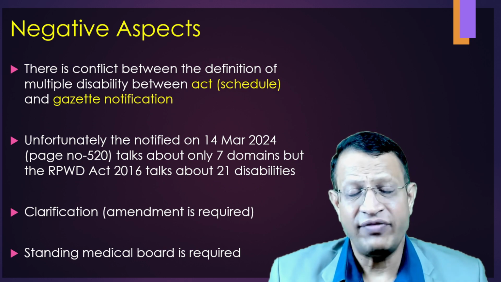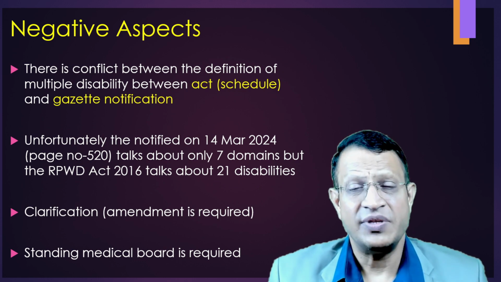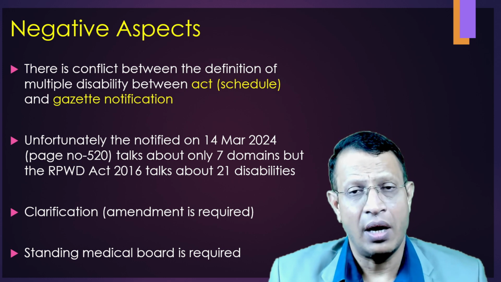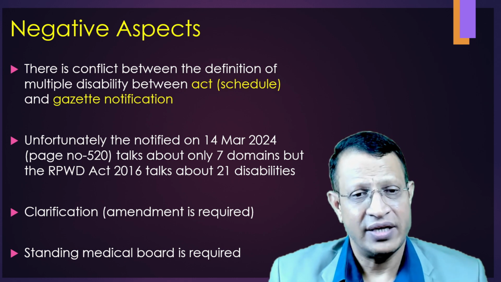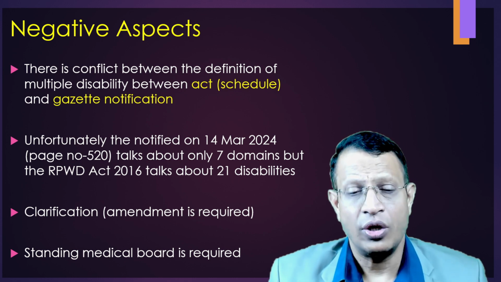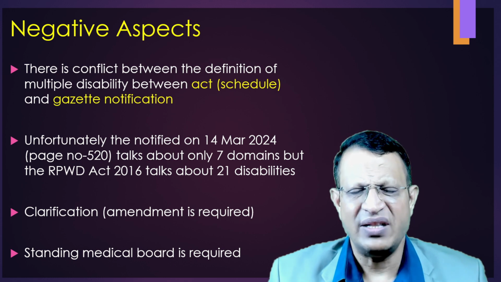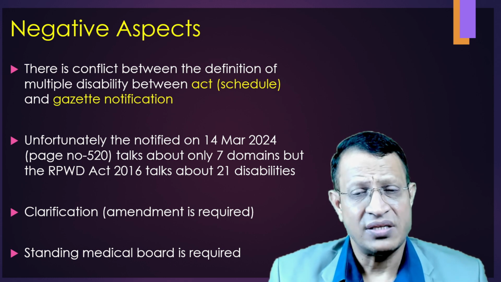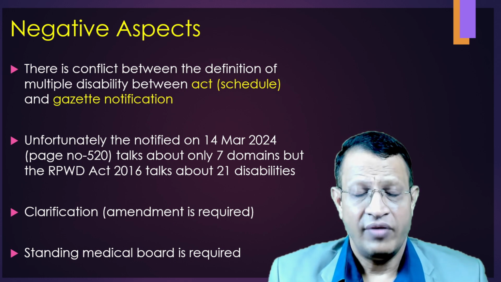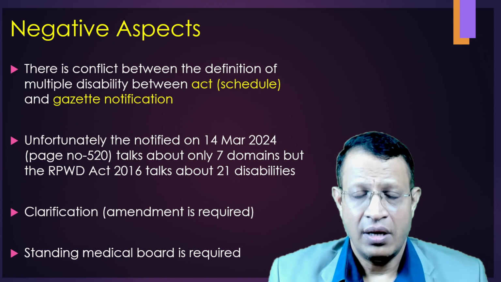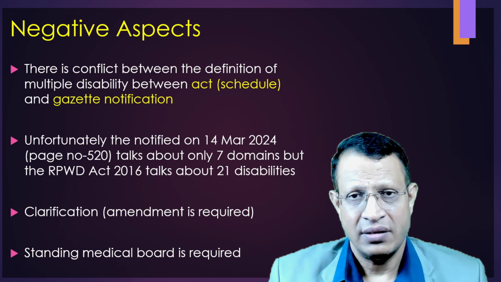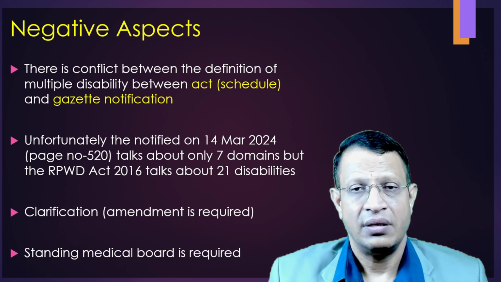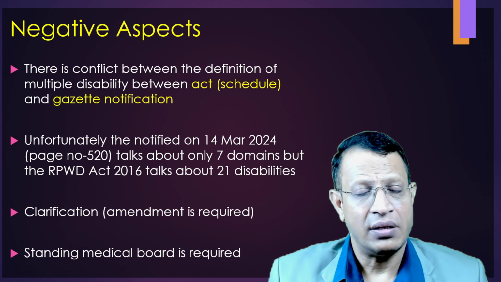Unfortunately, the negative aspects have to be brought in here. The discrepancies between the definition of multiple disability with regard to the Act and the Gazette notification. Invariably, the Act prevails over the Gazette notification. Somebody has to challenge it in a court of law because multiple disability does not mean only 7 domains. Hence, there are 21 disabilities which are notified, which need to be considered. Further, an amendment may be required. Further, the Standing Medical Board, which is a special medical board consisting of all specialities, can be difficult to bring together in many places.